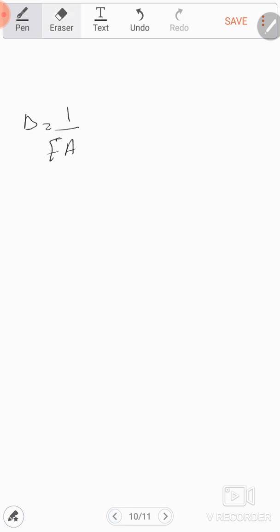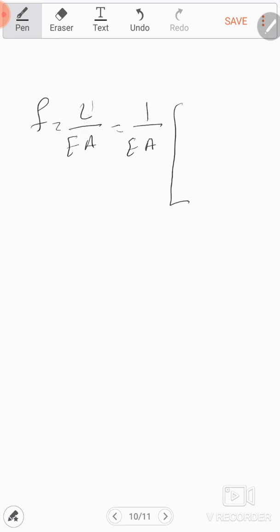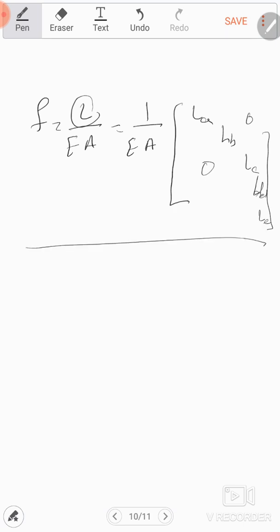Okay, I will explain here. I'm very sorry. Small f equals L over EA, equal to 1 over EA, because I entered the L and put it in the matrix. That means LA, LB, LC, LD, and LE. Okay, and the others are 0. So now substitute for displacement. Displacement equals 1 over EA.